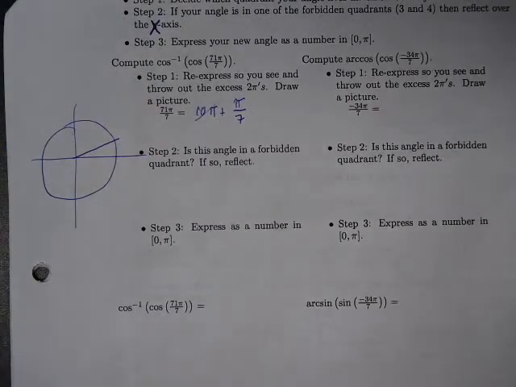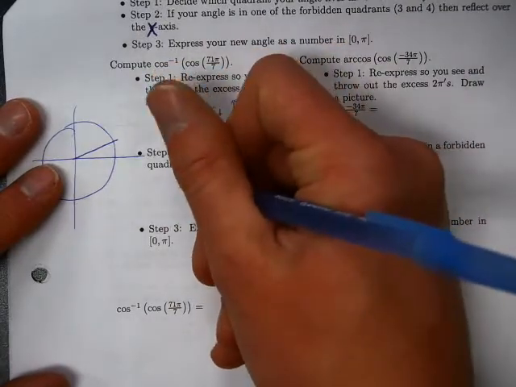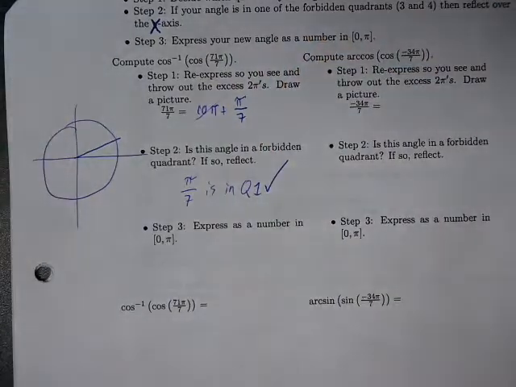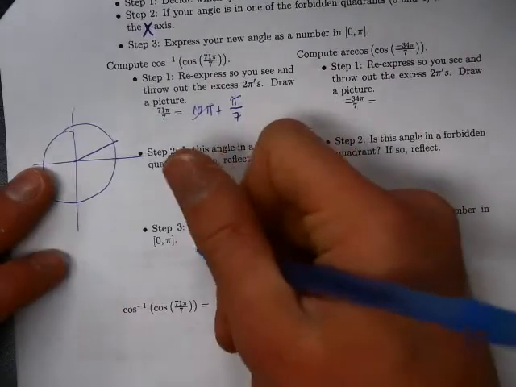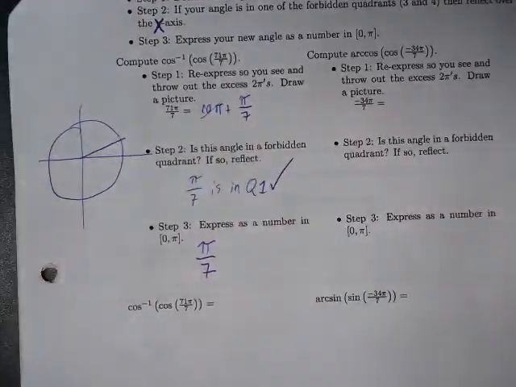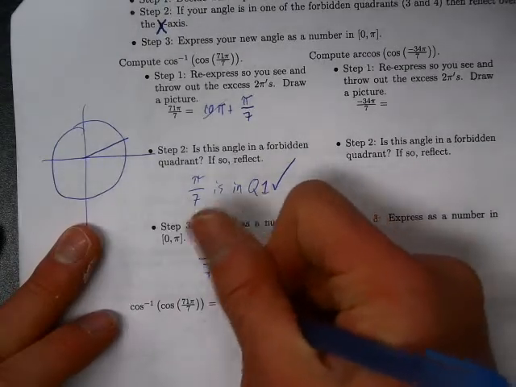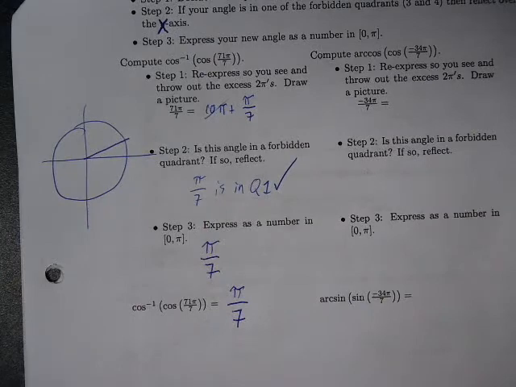Mm-hmm. That's good. So that means that somehow that angle is the angle we want. We might just be off by some 2 pi's. Is that number between 0 and pi? Yeah. So it is already, so we don't have to do anything more. So tell me, what is the inverse cosine of the cosine of 71 pi over 7? Pi over 7. So in this case, all we needed to do was to throw out the extra 2 pi's and have it.